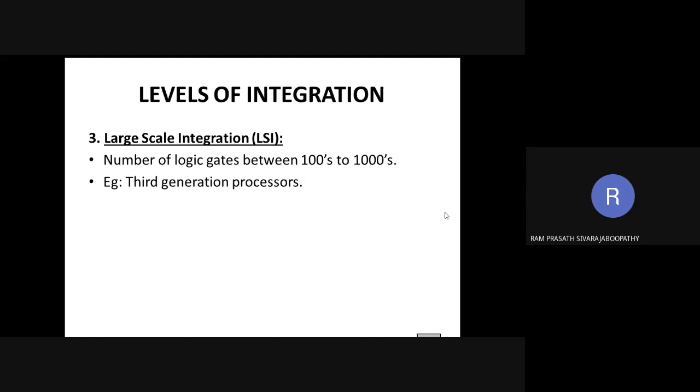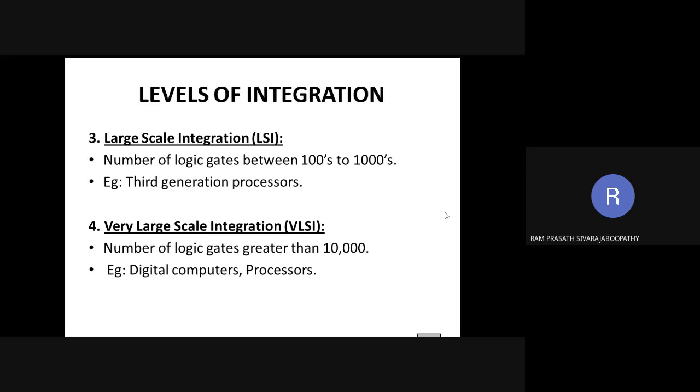Using LSI technology, when they started designing ICs, at that time they designed processors. That we call the third generation processor. We have up to 5 generations of processors so far. That is the third generation. After VLSI came, digital computers and processors, that is, the processors used in our mobile phones and computers, started to be designed.